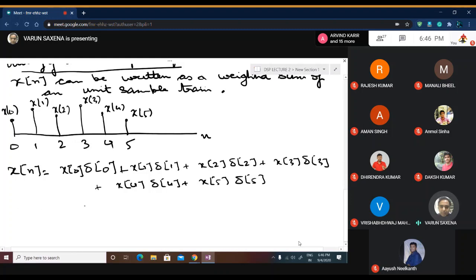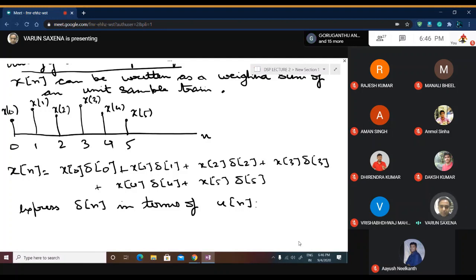My next question to you is, how is it possible to express delta n in terms of u[n]? Take maybe a minute, think, and let me know what will be the final expression. I just have some work. I'll just come in a minute. You just let me know what is the expression of delta n in terms of u[n].